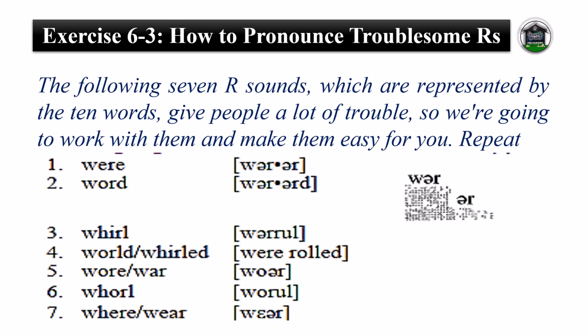Exercise 6-3. How to pronounce troublesome R's. The following 7 R sounds, which are represented by the 10 words, give people a lot of trouble, so we're going to work with them and make them easy for you. 1. Whir. 2. Word. 3. Whirl. 4. World. 5. War. 6. Whorl. 7. Where.